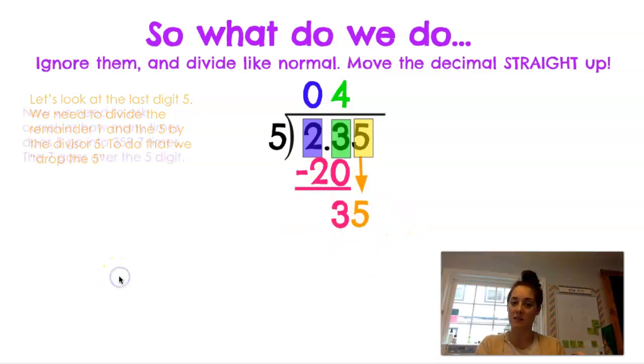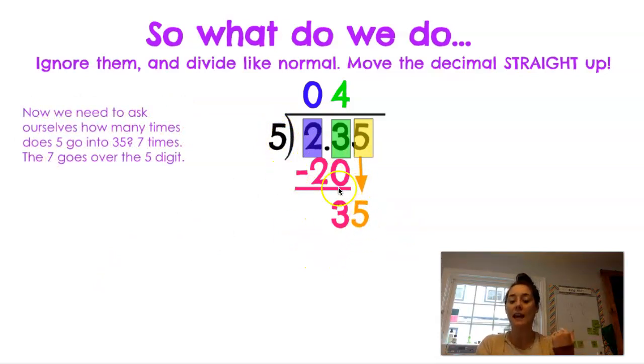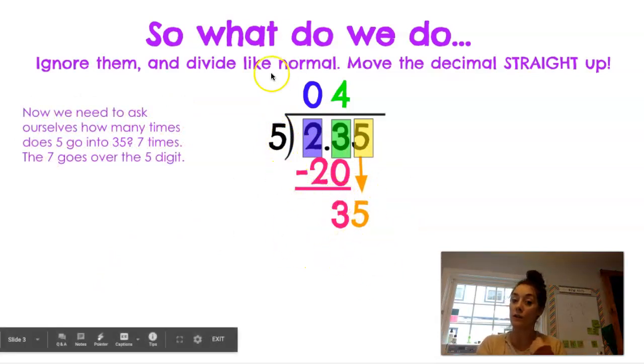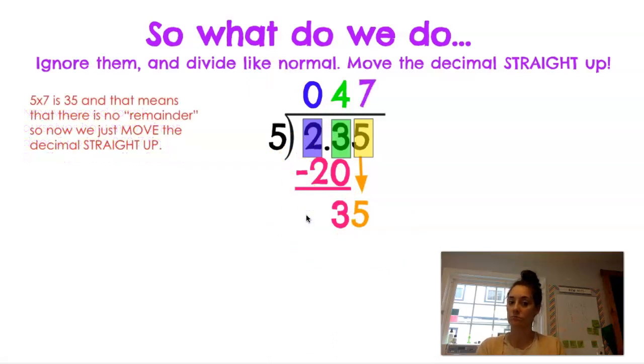Now I can ask myself, all right, well, can I make 35, or can I split 35 into groups of 5? Yes, I can. 7 times. Even 7, because 5 times 7 is 35. And that means that there's no remainder. So I'm done with the dividing of this problem. There's no remainder. 5 times 7 is 35. There's a 0, no remainder.